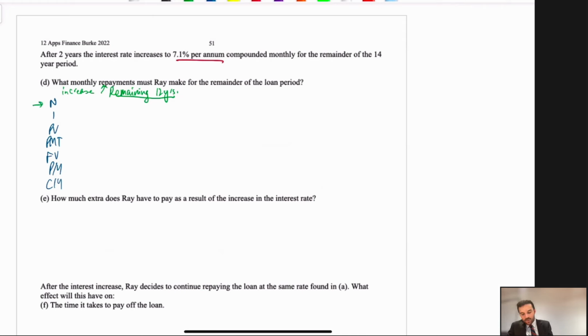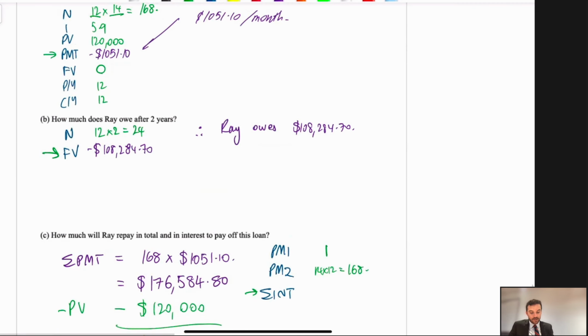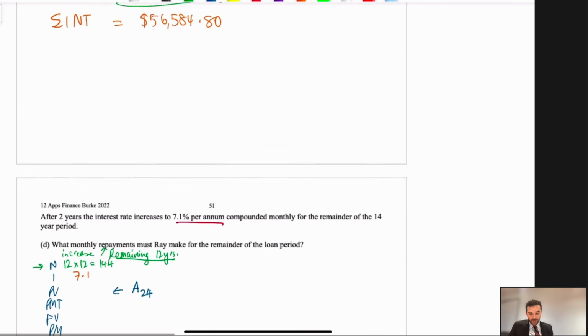So what's his N? Well, he's got 12 years times 12, which is 144 months left to pay this off. His interest rate's gone up to 7.1%. Now, his PV comes from the balance after 24 months. Remember, this is 2 years in when this happened, and that value comes across and becomes the new PV. We've worked out that value. So the balance after 2 years is this amount here. This is 108,284.70, and that's the amount that's going to go there.